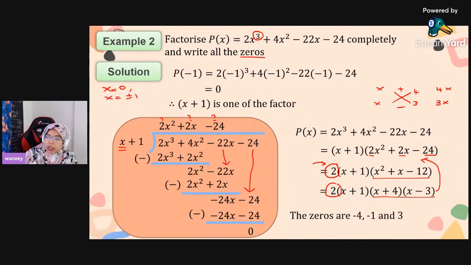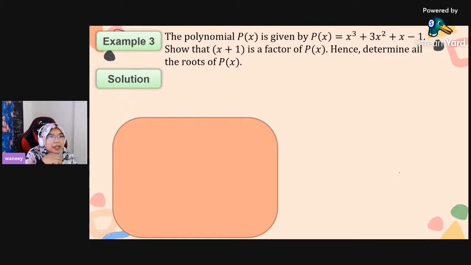Okay, done with example 2. Next. Show that P(x) is given by the polynomial P(x) equals x cubed plus 3x squared plus x minus 1. Show that x plus 1 is a factor of P(x). So this is actually by using the factor theorem.